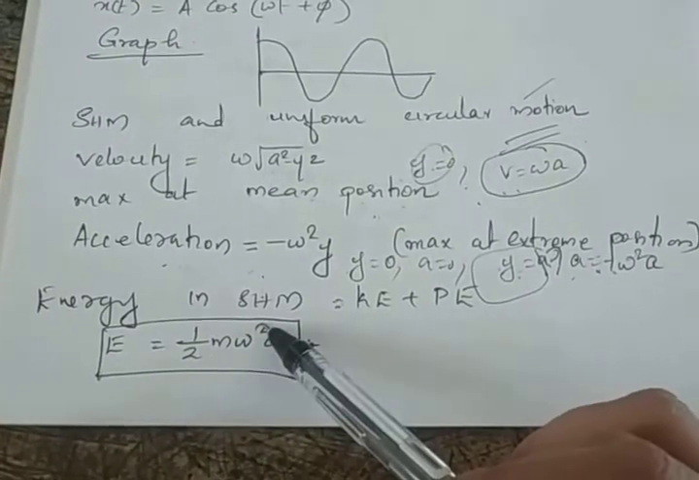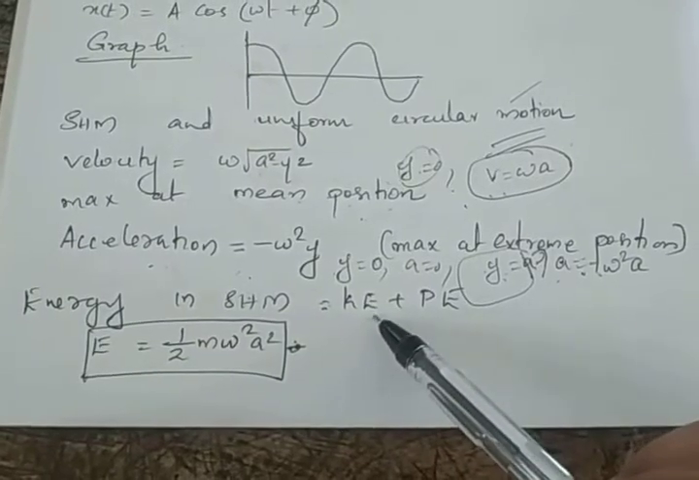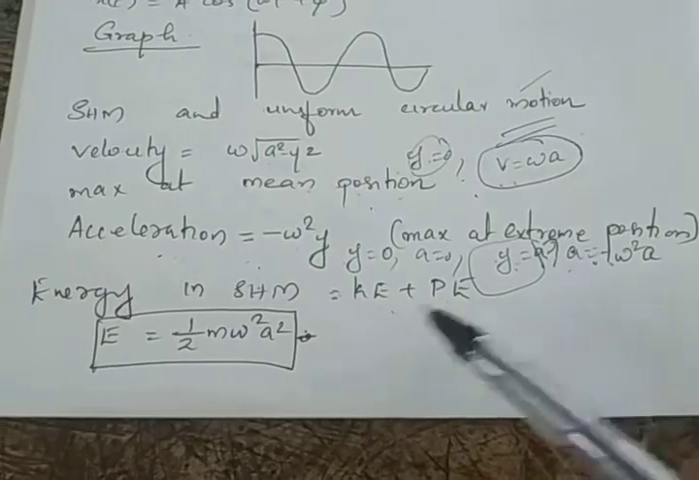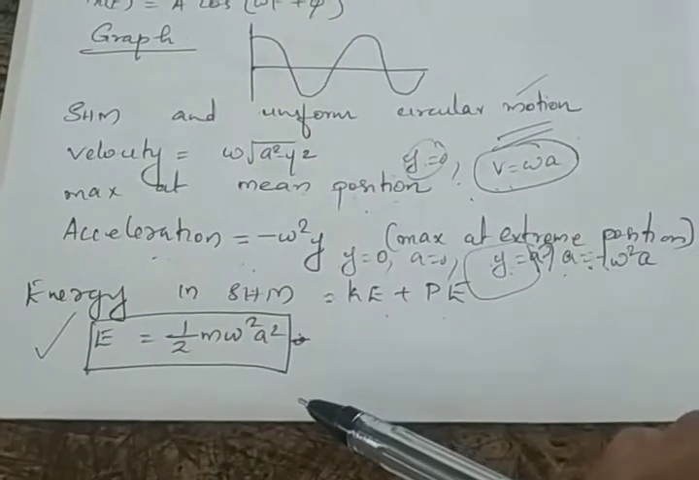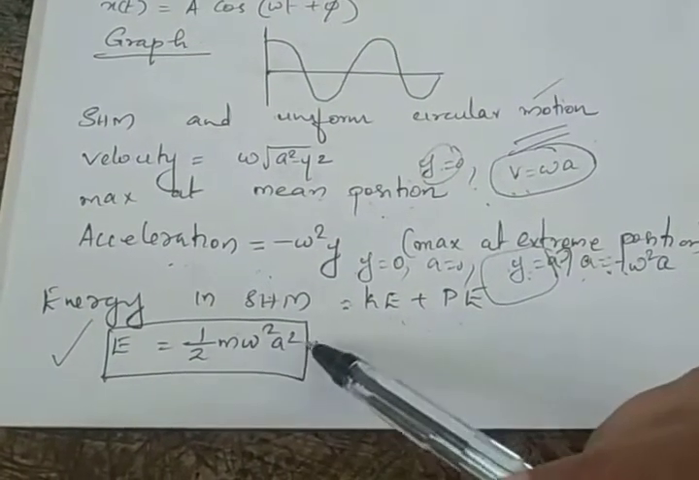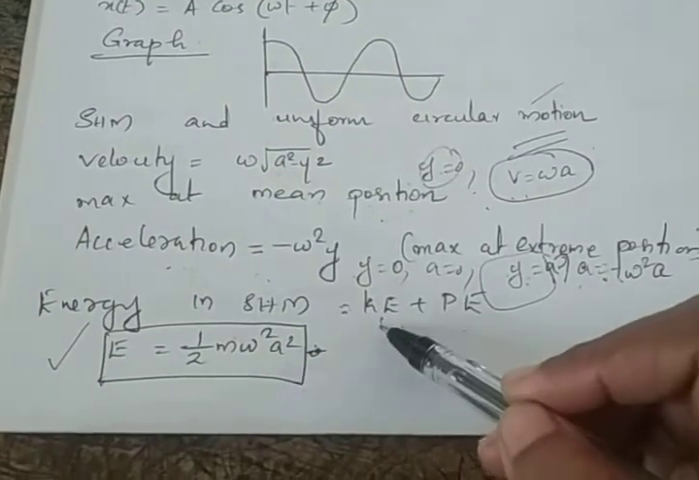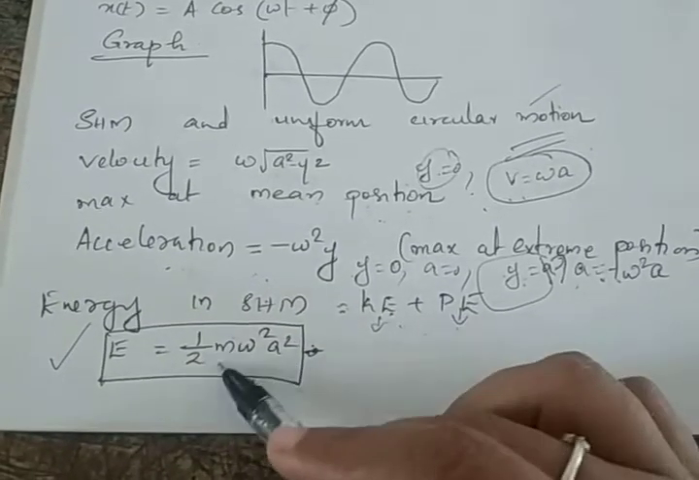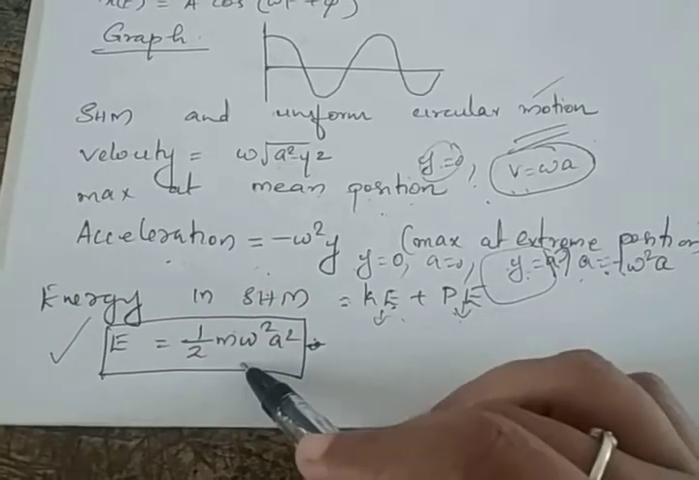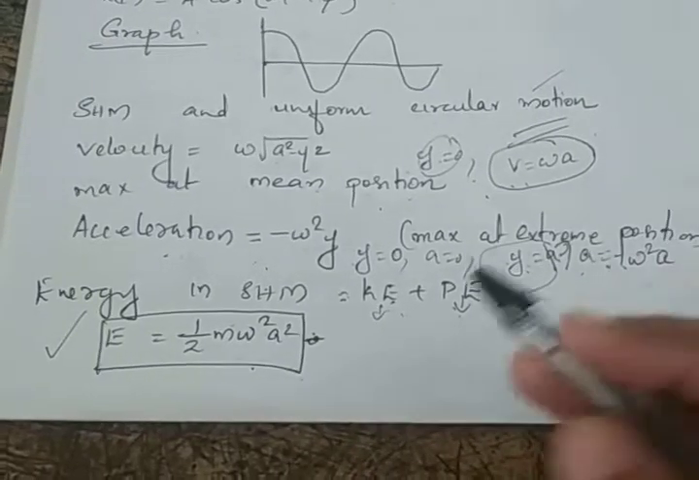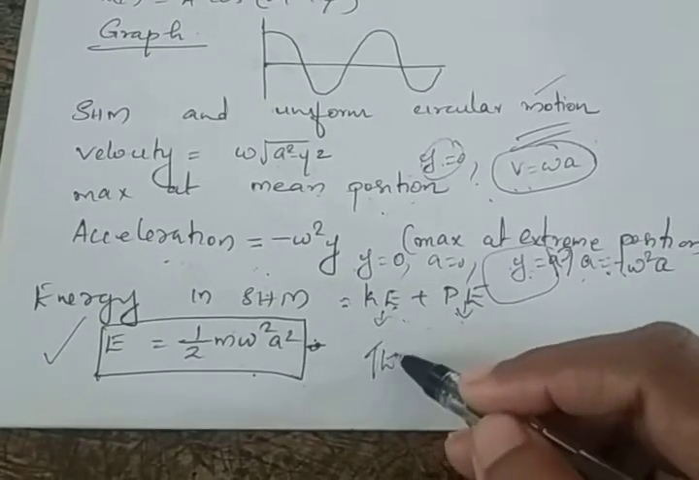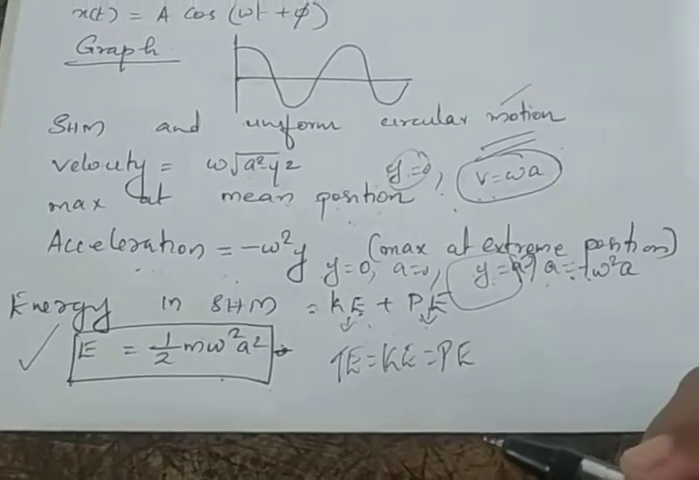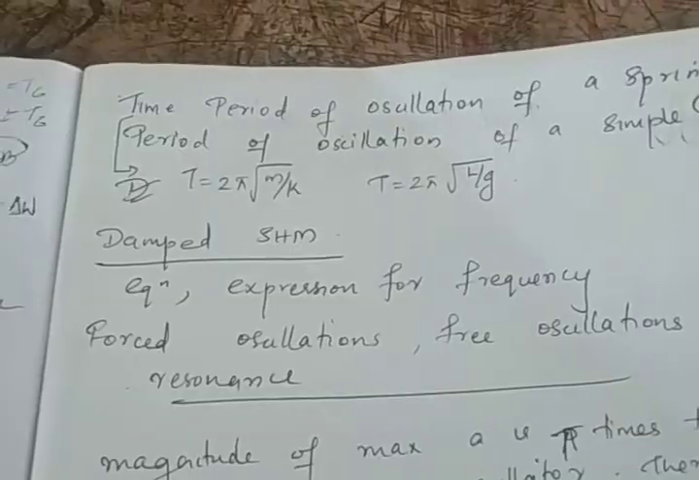And next is energy in simple harmonic motion. The total energy in simple harmonic motion is the sum of kinetic energy and potential energy. This is the expression for total energy: E is equal to half m omega square a square. If we look at the values of kinetic energy and potential energy, it is also the same. Kinetic energy is half m omega square a square, and potential energy is also half m omega square a square. So we can write kinetic energy is equal to total energy is equal to potential energy. Total energy remains constant.